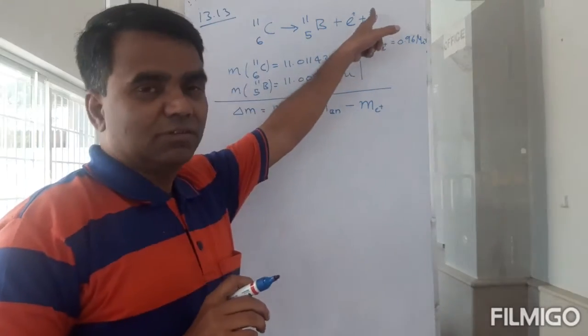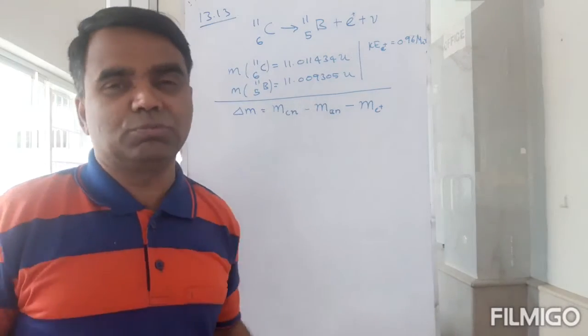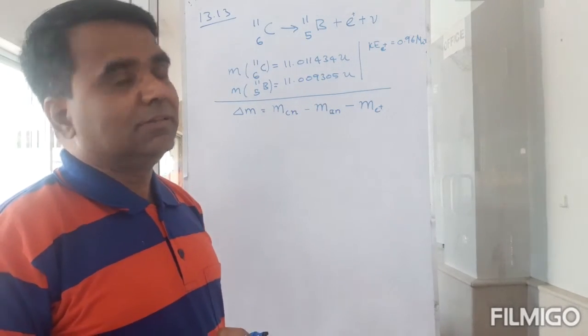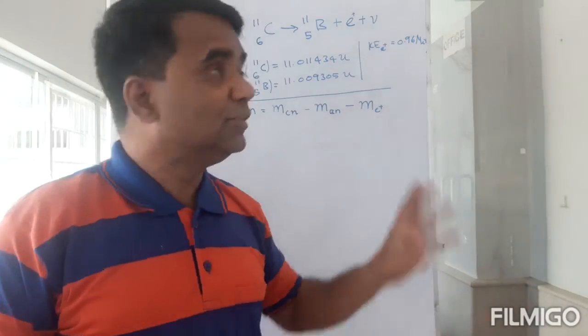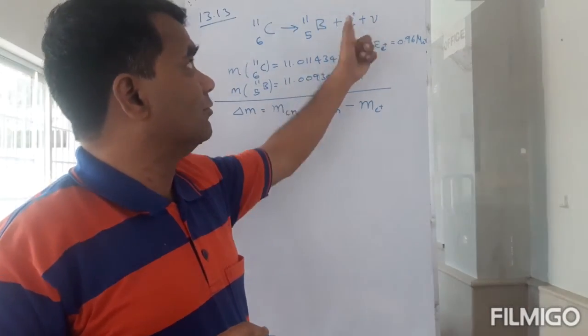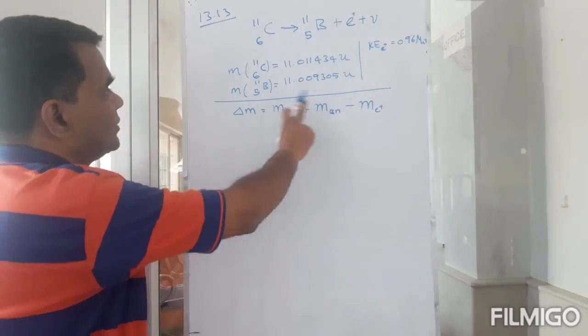I'm going to ignore the mass of the neutrino because it's so small. Forget that. It's like ignoring the mass of electrons when you deal with alpha particles. You will ignore the mass of the neutrino when you're dealing with an electron or positron. Okay, so this is the mass defect.